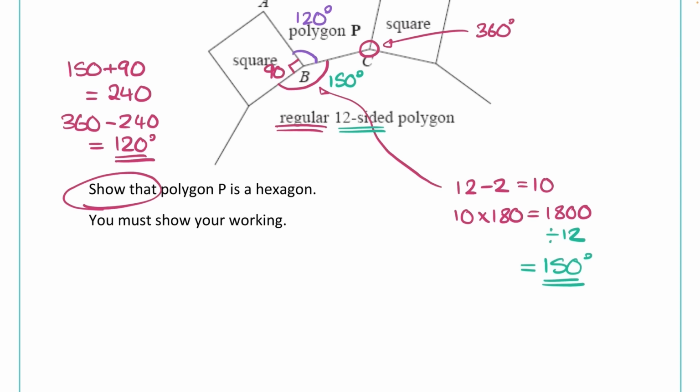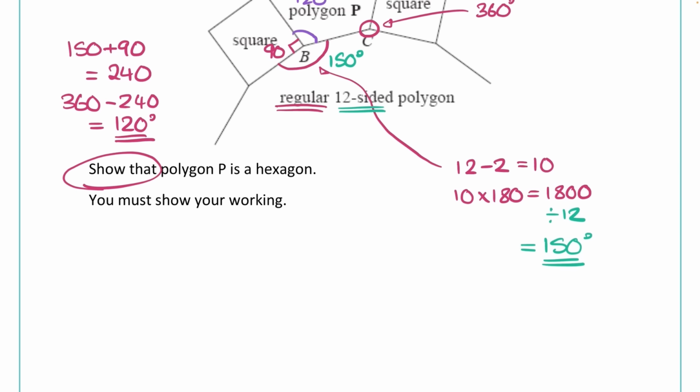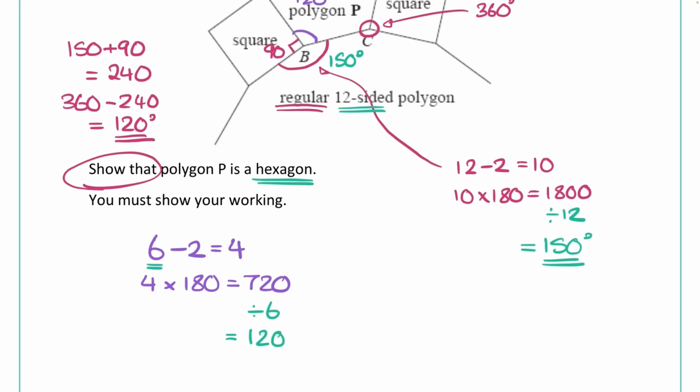So if that gap there is 120 degrees in polygon P, is that a hexagon? Well, let's just replicate the working that we just did for the 12-sided polygon, but for a 6-sided polygon. So we would do 6 take away 2, which is 4 triangles. So 4 times 180 is 720, and we want to divide that, if it's a hexagon, of course, by 6, and there we go, that gives us 120. So it is a hexagon.